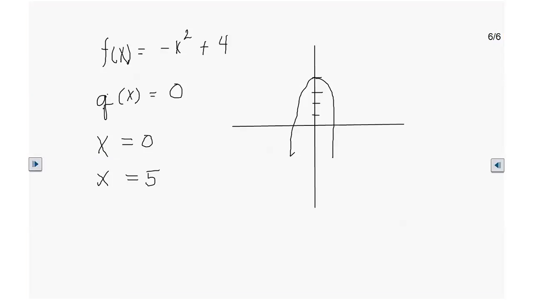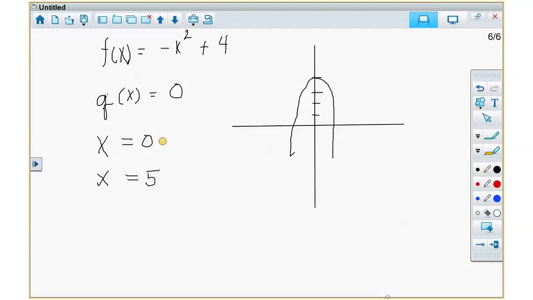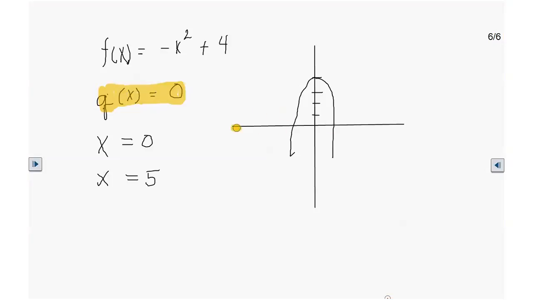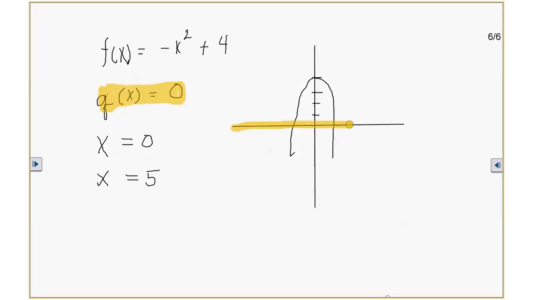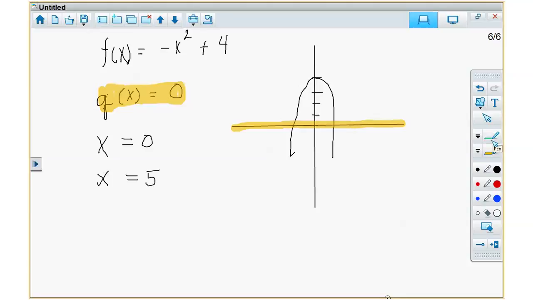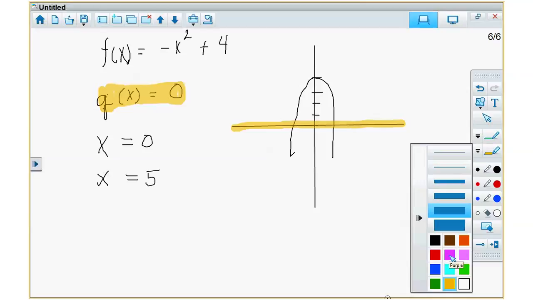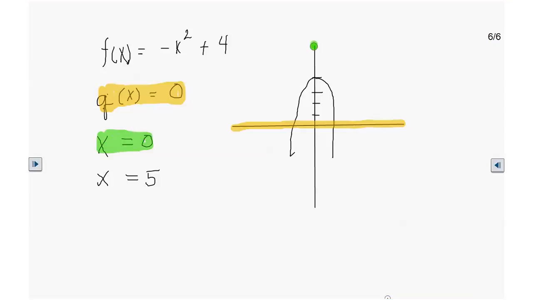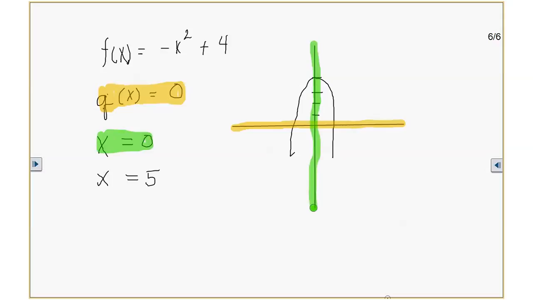And I'm going to take my handy dandy highlighter. I'm going to highlight this. What is y is equal to 0? That's the x-axis. And x is equal to 0. What's x is equal to 0? It's a vertical line. And what is that? That's the y-axis.